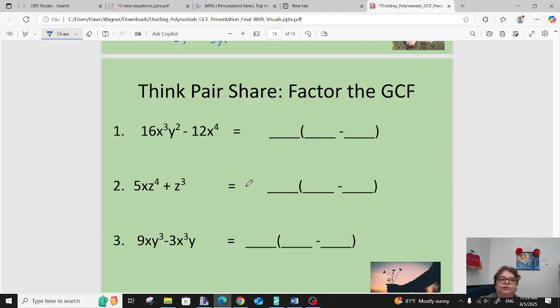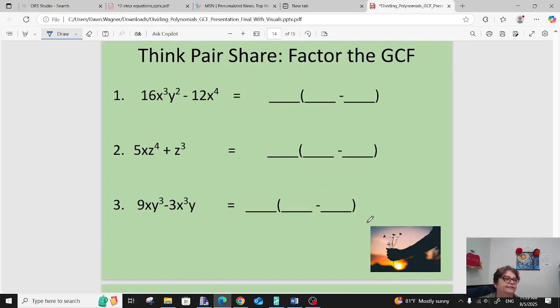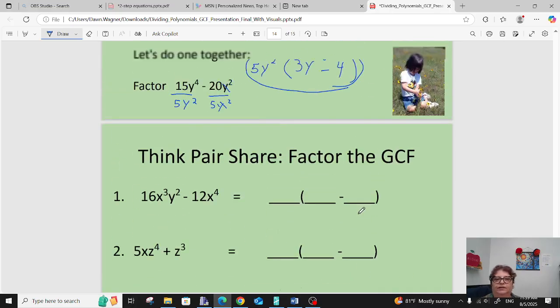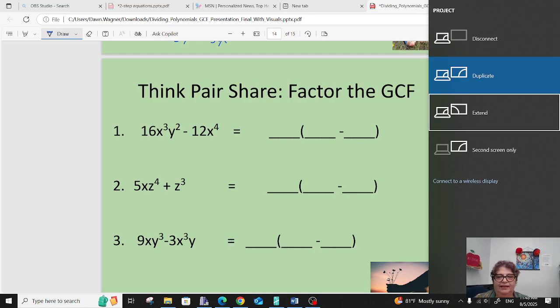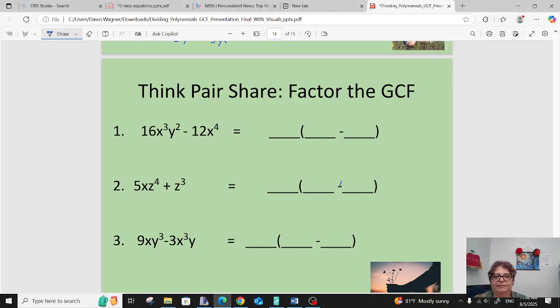So I want you to do these. I want you to find the greatest common factor. That goes here in the front box or in the front space. And then you're going to divide by the greatest common factor, and that's what goes in these second spaces here. Okay? Yes. Okay. Over here should have had a plus. I apologize. That should have been a plus.